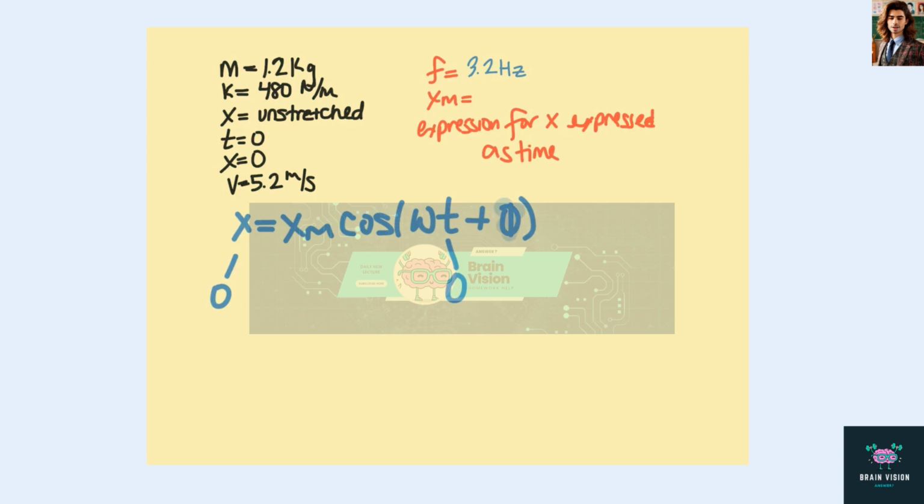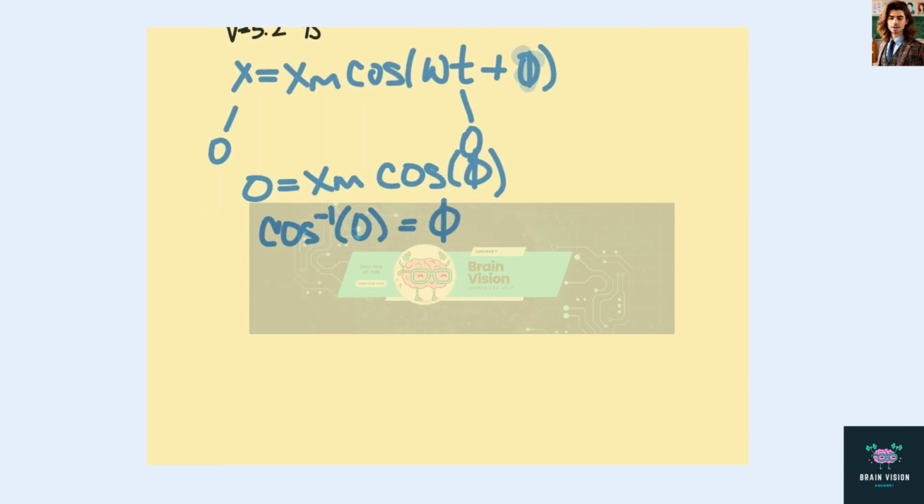So rearranging the equation, we get that 0 equals amplitude times cosine of phi. And again, solving for phi, we would divide by xm, which would be 0, and the inverse cosine of 0 equals phi, which means that phi equals pi over 2.